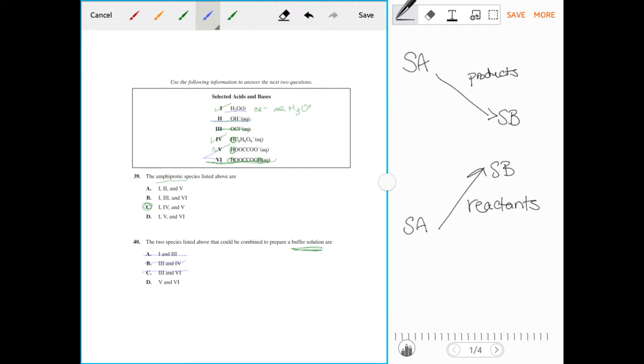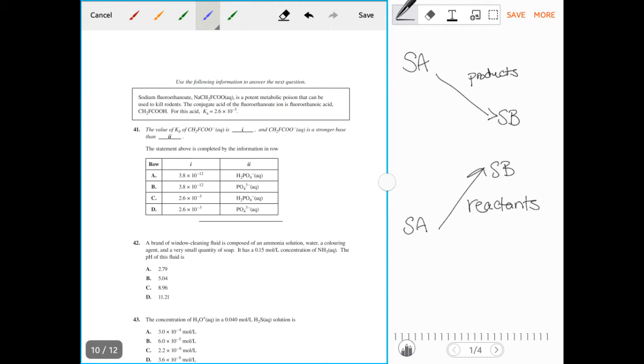So when we look, the best answer here is between 5 and 6, giving us an acid and its conjugate base, and they're both weak acid, weak base. So our correct answer there is D for question 40.